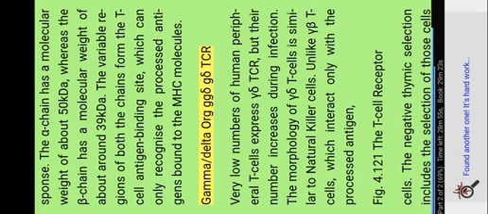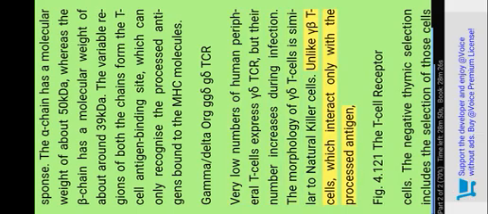Gamma-delta TCR. Very low numbers of human peripheral T cells express gamma-delta TCR, but their number increases during infection. The morphology of gamma-delta T cells is similar to natural killer cells, unlike alpha-beta T cells, which interact only with the processed antigen. Figure 4.121 The T cell receptor.